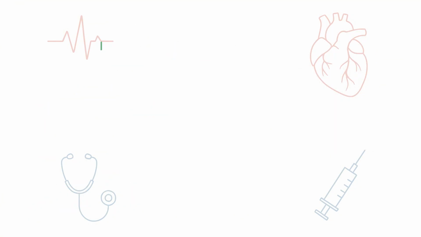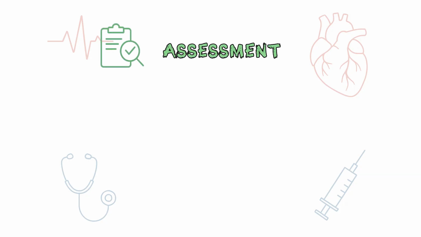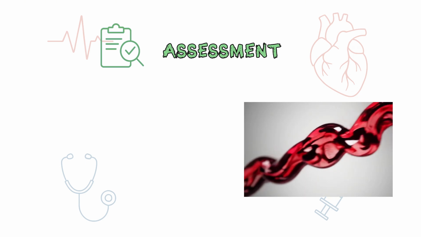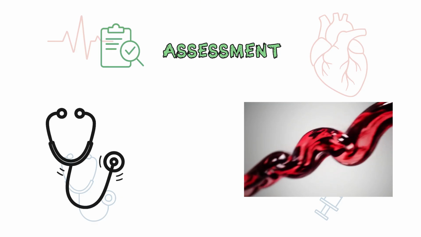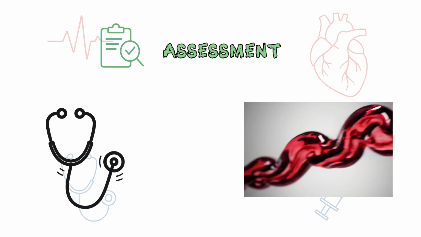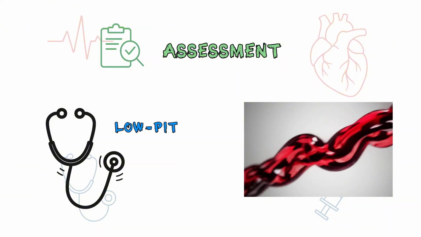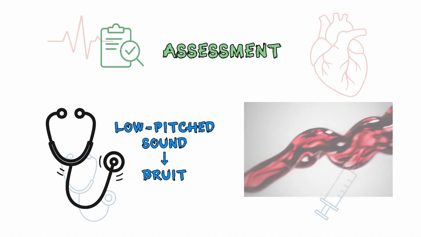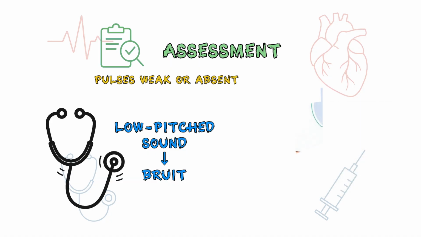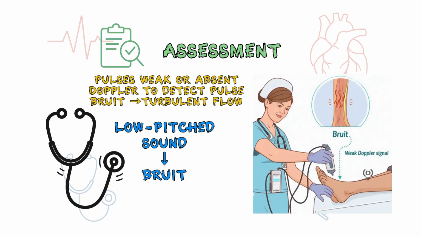So, what do we find during assessment? When a leg artery is severely narrowed, blood flow becomes turbulent. Imagine water forced through the neck of a bottle. If you use the bell side of the stethoscope, you can hear a low-pitched whooshing sound, which is exactly what we call a bruit. Here are important points. Pulses may be weak or absent. You may need a Doppler to detect them. A bruit indicates turbulent flow through a narrowed artery.